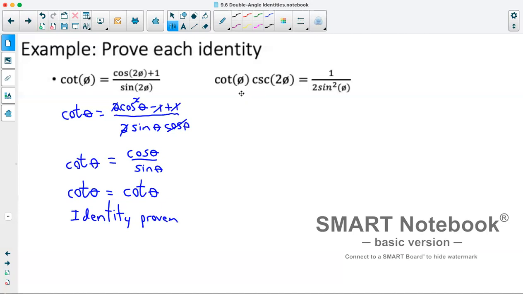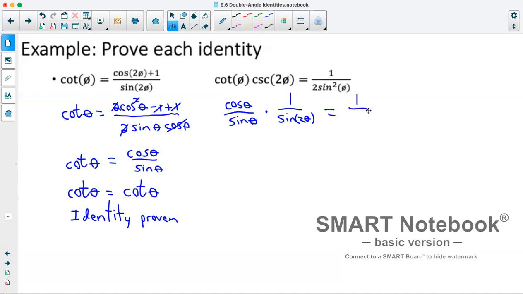Okay, our next example, we have cotangent theta times cosecant 2 theta equals 1 over 2 sine squared theta. So this looks like the more complex side, so I will be starting with it. Cotangent we know is cos theta over sine theta. And then we've got cosecant 2 theta, so that's times 1 over sine of 2 theta, because we know cosecant is 1 over sine. So if we have cosecant of 2 theta, that'd be 1 over sine of 2 theta.